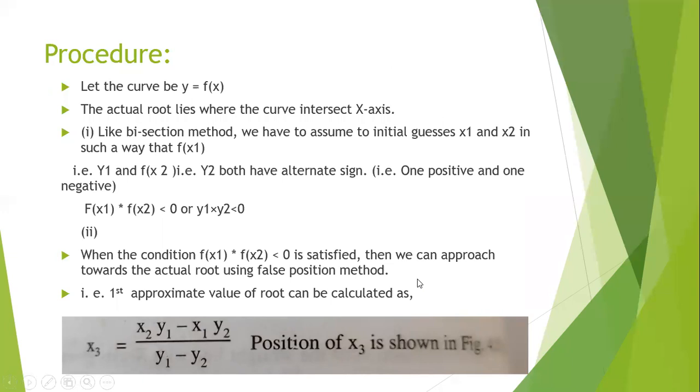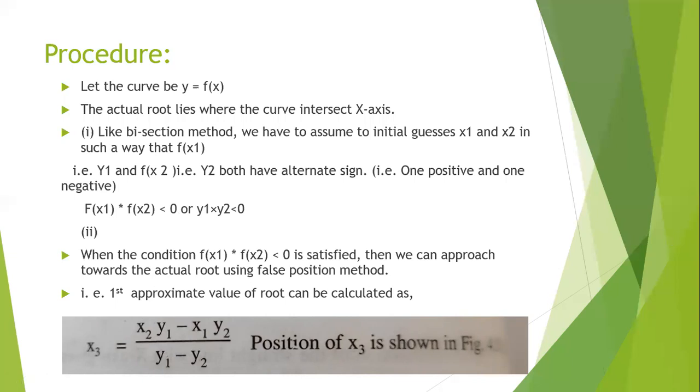The procedure to find the root of an equation by using the Regula falsi method. Let the curve be y is equal to f of x first. The actual root lies where the curve intersects the x-axis, like the bisection method. We have to assume two initial guesses x1 and x2 in such a way that f of x1 into f of x2 is less than 0, or y1 into y2 is less than 0.